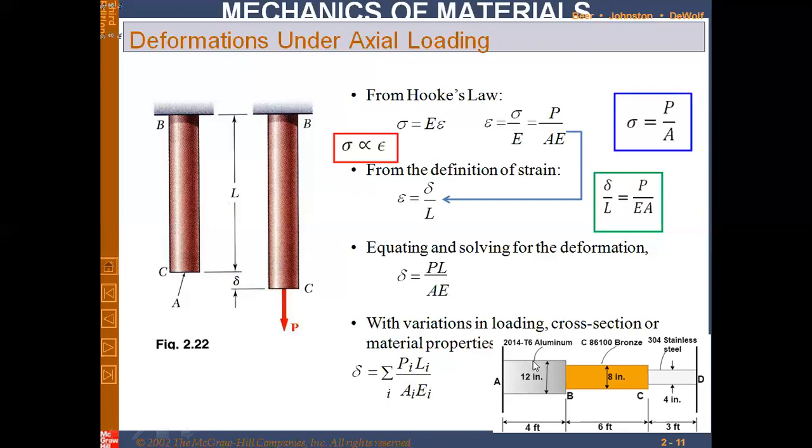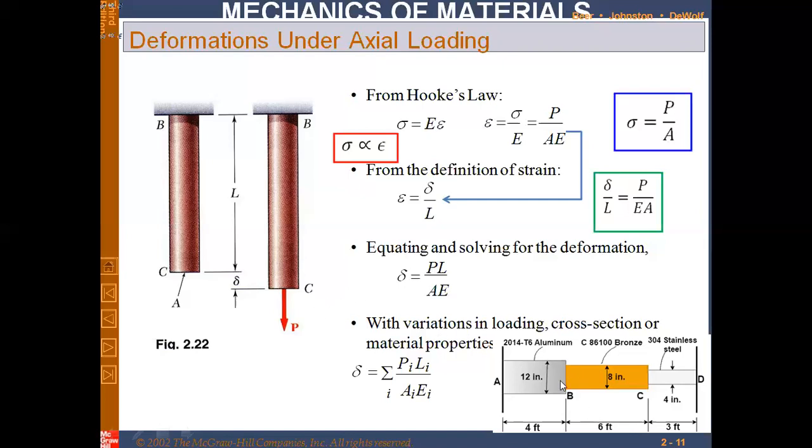Let's say here, you could see that we have a rod. It is made of aluminum, bronze, and stainless steel. Moreover, the diameters are different. Also, the lengths are different. Furthermore, it is also possible that we are applying loads on each and every segment. So in that case, what would be our equation?